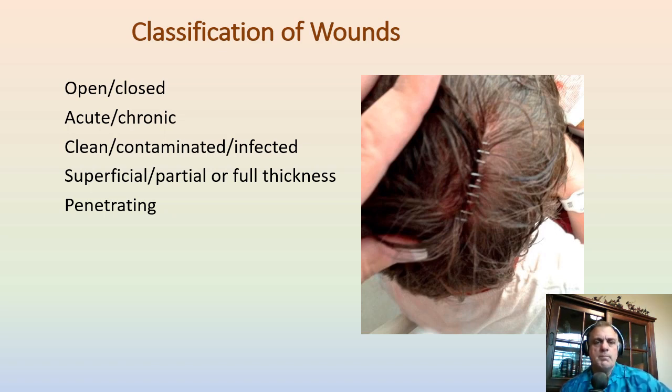But anyway, the closed wounds are like abrasions. You know, they don't go deeper than the skin. A closed wound might be a burn on the surface of the skin, or a chemical exposure, a chemical burn. So those can cause closed wounds. But open wounds are usually a penetrating wound.